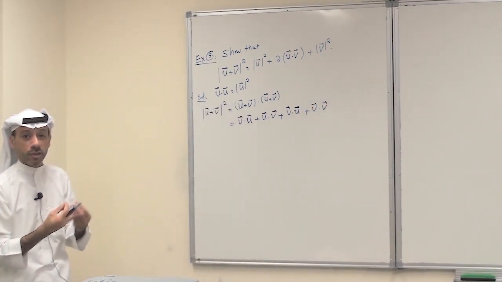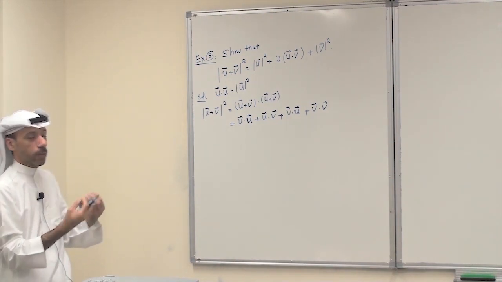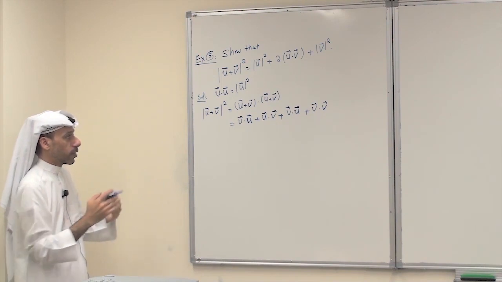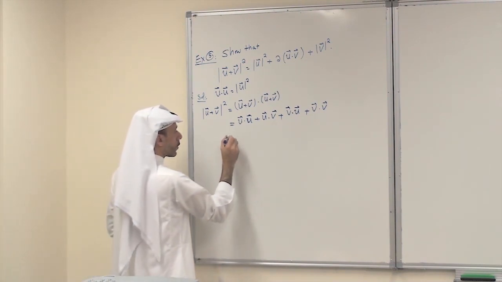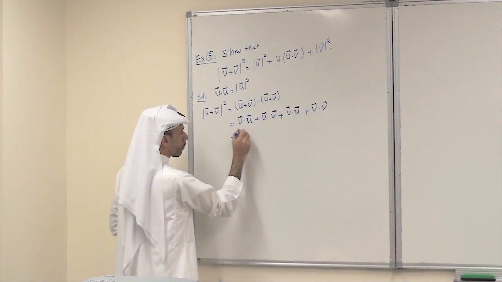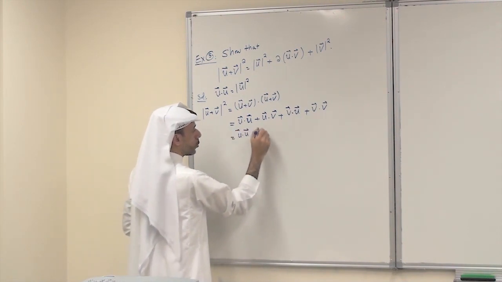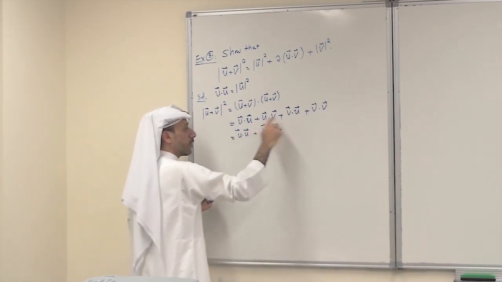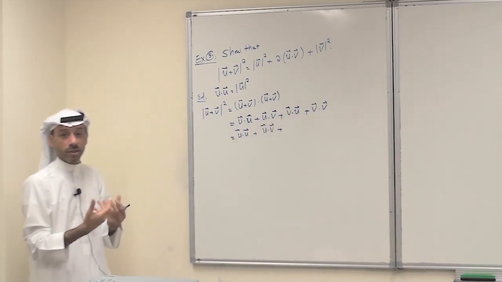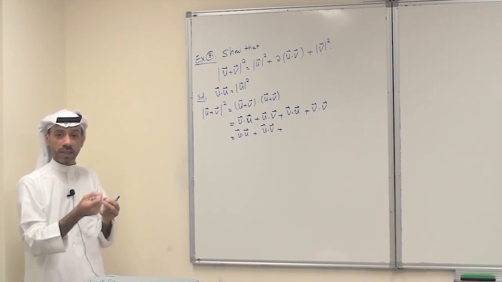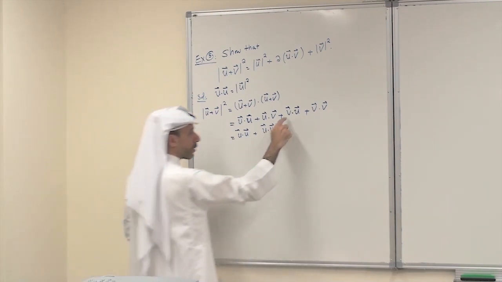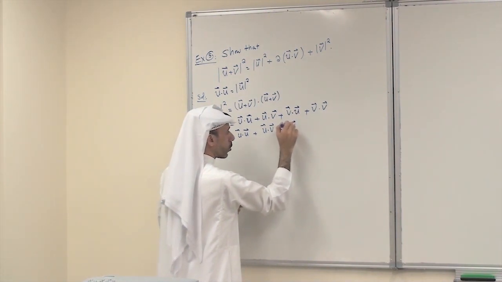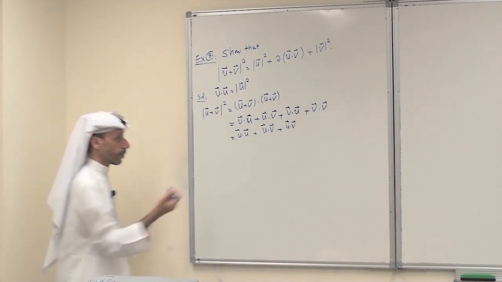Really, using the dot product between vectors is like multiplying polynomials, but always keep the vectors in their order. Now, this is U dot U plus U dot V. Here, U dot V and V dot U. Again, the dot product is commutative, so U dot V equals V dot U. So I can replace V dot U with U dot V, because the dot product is commutative.